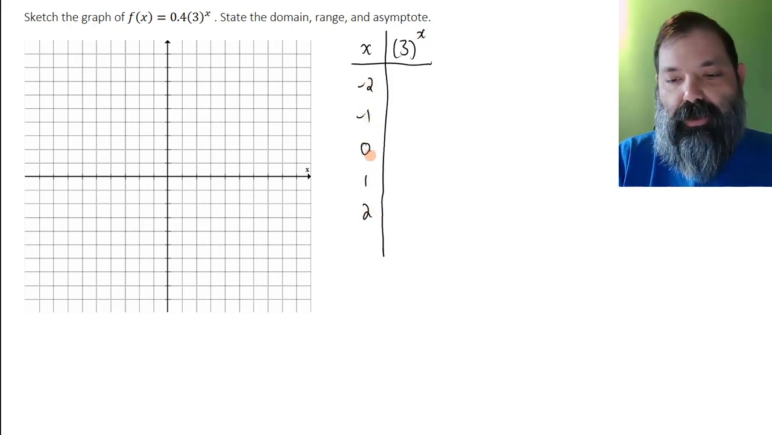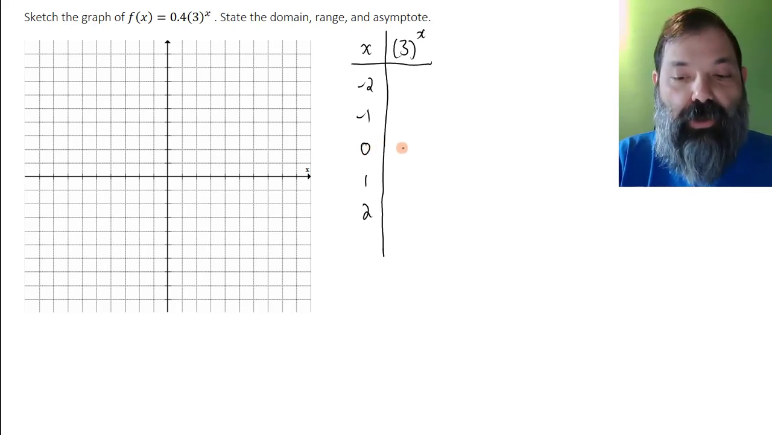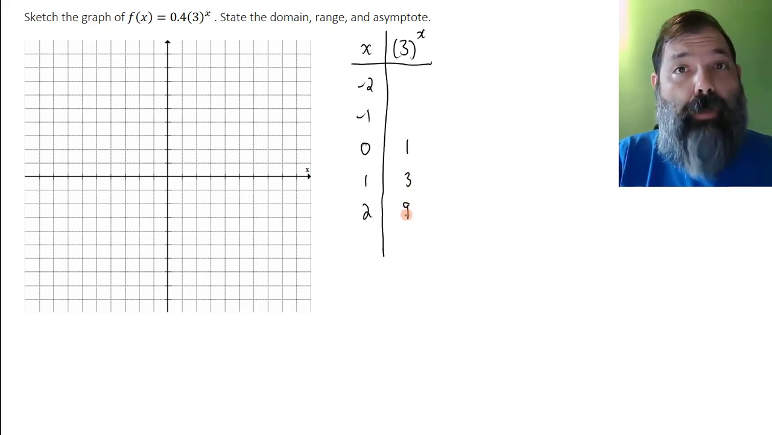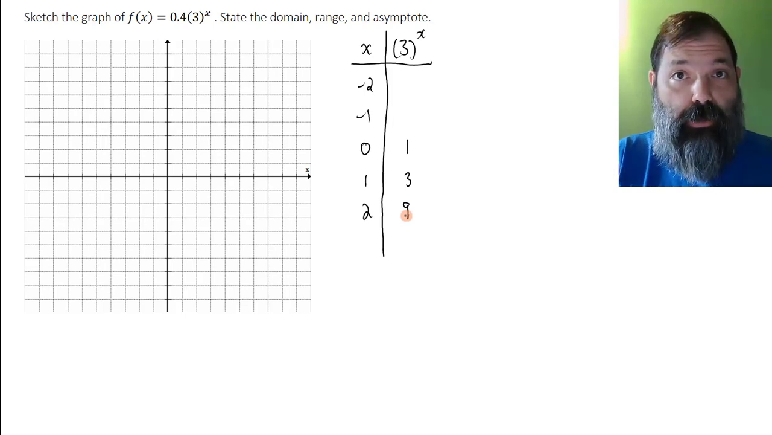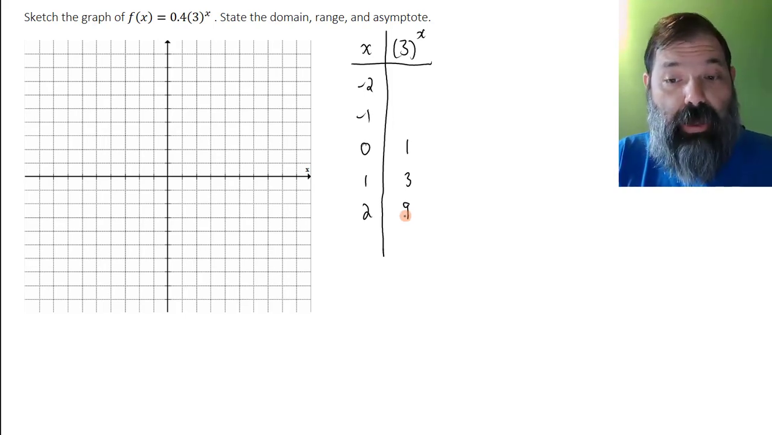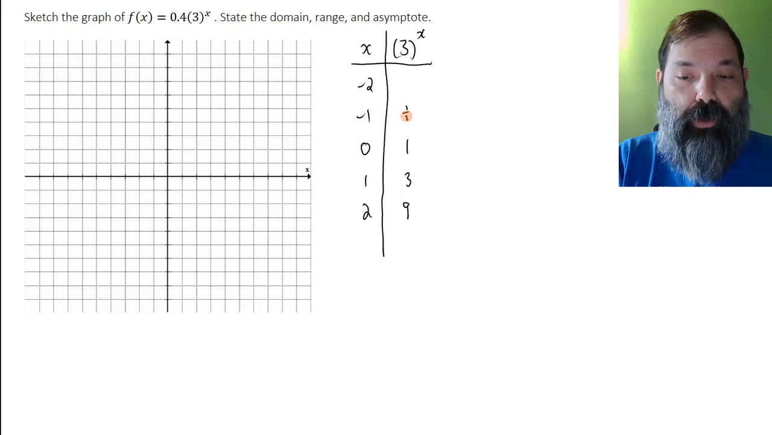All right, so I'll start with the 0. If my input is 0, 3 to the 0 is 1. 3 to the first power is 3. And 2, 3 to the second power is 9. Remembering that negative exponents mean to use reciprocals, 3 to the negative first power is 1/3, and 3 to the negative second power is 1/9.